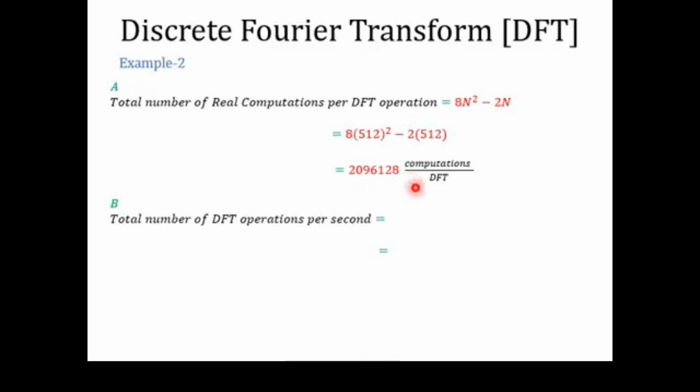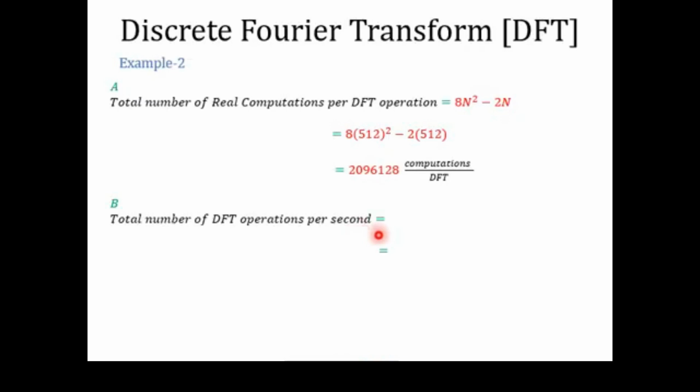Now let's come to the second quantity, which is about total number of DFT operations performed in 1 second. As we discussed in the numerical statement, the sampling speed of ADC was 512 samples per second, and the length of DFT was also 512 samples. So in the second quantity, we have to find how many times the computer can perform DFT operation in 1 second. So just think about it.